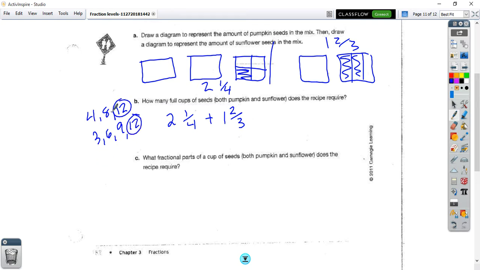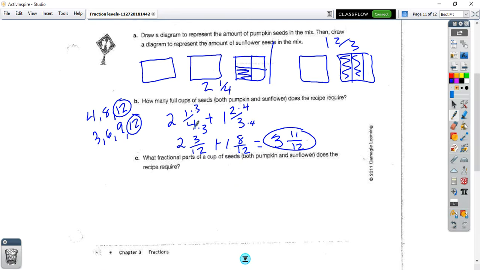So the 4s we did times 3, times 3, times 3. And the 3s we did times 4, times 4. This is going to be 2 3/12 plus 1 8/12, which is equal to 3 plus 8 is 11/12. And then 2 plus 1 is 3. So 3 11/12. Then it says, what fraction parts of a cup of seeds, both pumpkin and sunflowers, does the recipe require?